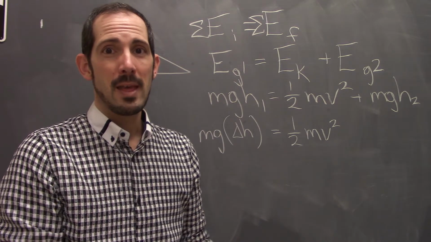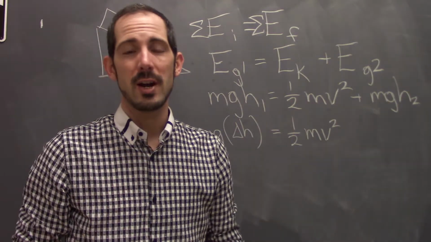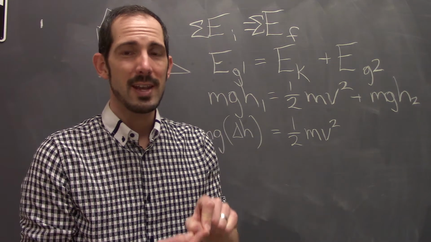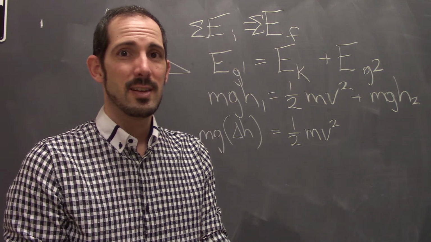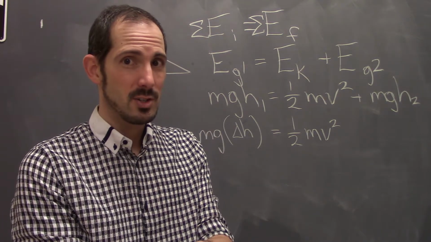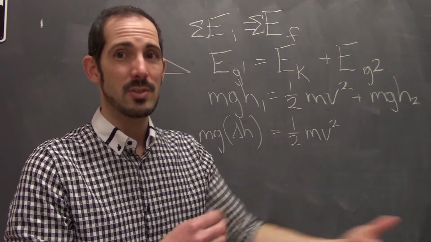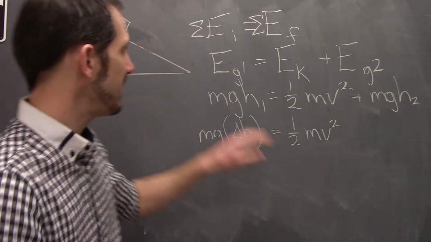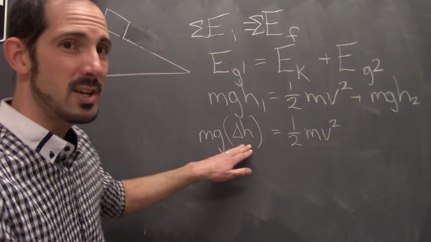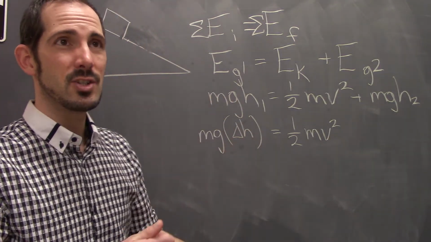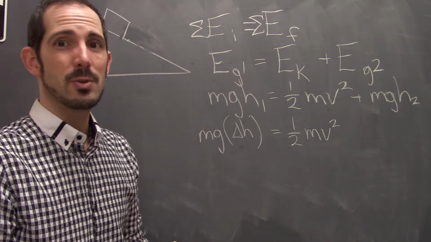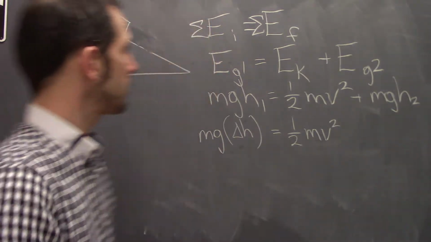Now take all of those ideas and apply it to charge. The speed that a charge gains depends on the amount of charge and how much electric potential difference it goes through. With this, it's mass going through a gravitational potential difference. With charge, it's the amount of charge going through an electric potential difference. So let's look at that.